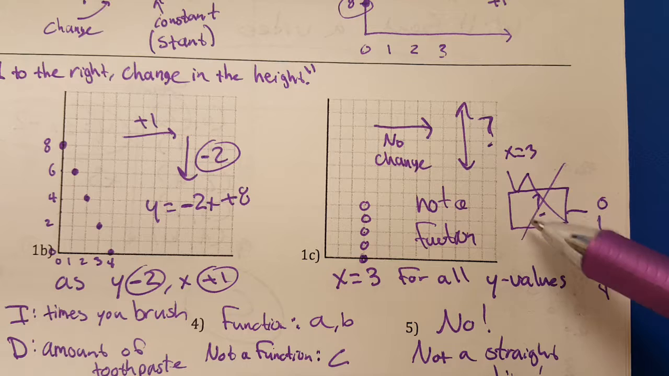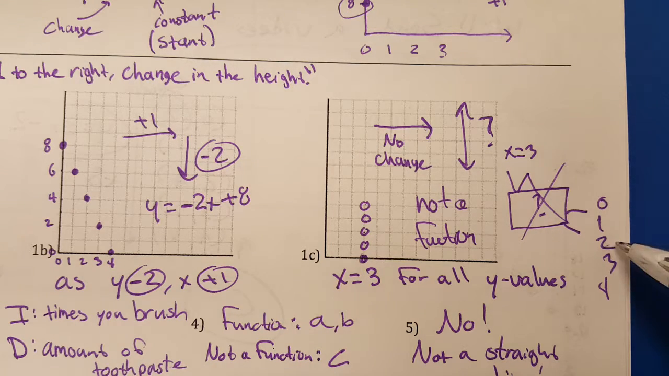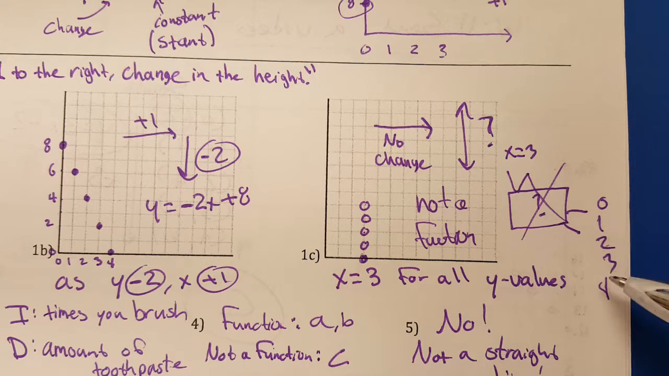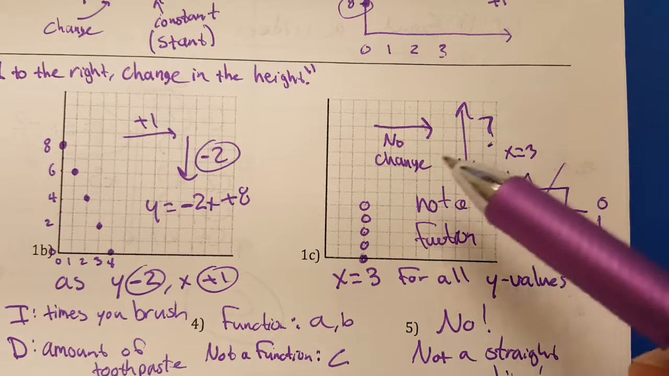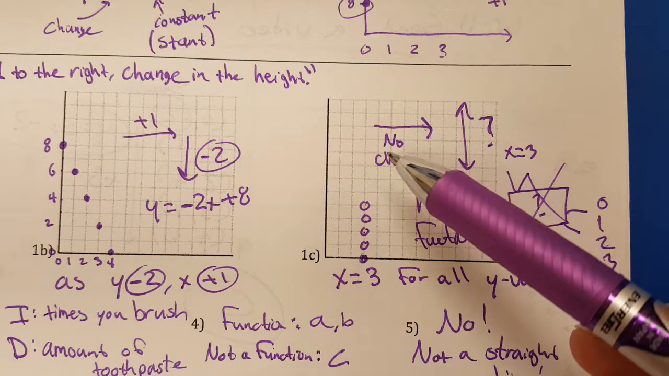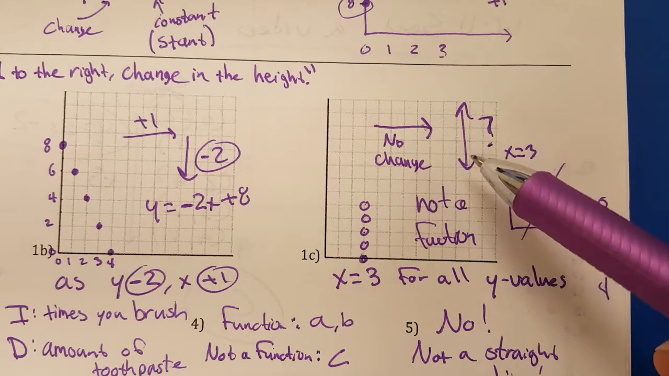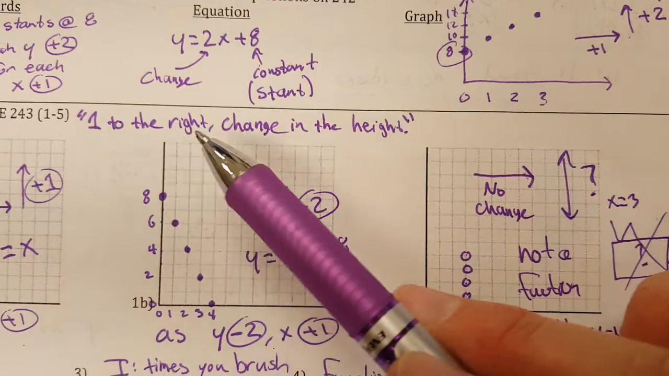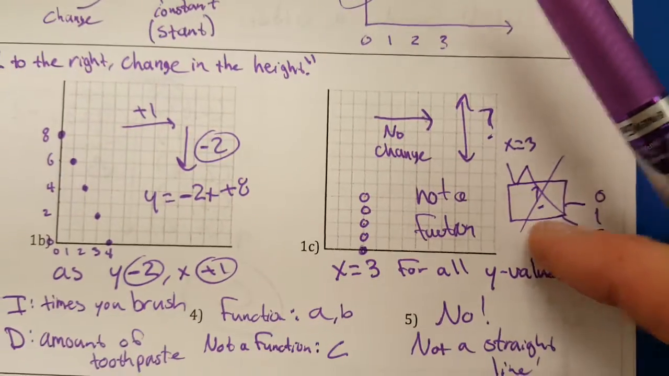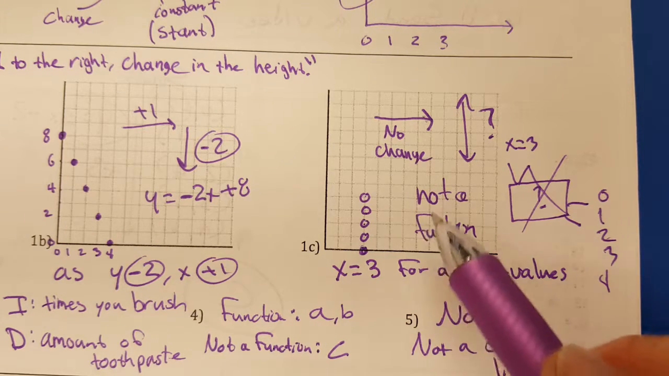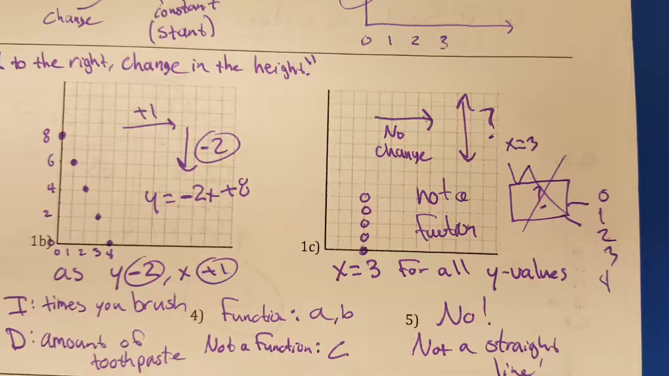If you put a 3 in and then you got a 1, a 0, a 2, a 3, a 4 in any order, okay? You're putting one number in and then more than one number comes out. That cannot happen. Plus, when you try to describe it, it's not changing at all to the right. And then is it going up or is it going down? I don't know. So it kind of fails this whole 1 to the right change in the height idea. But you still can describe it in words. You can say that x equals 3 for all y values. Again, vertical lines cannot be functions.